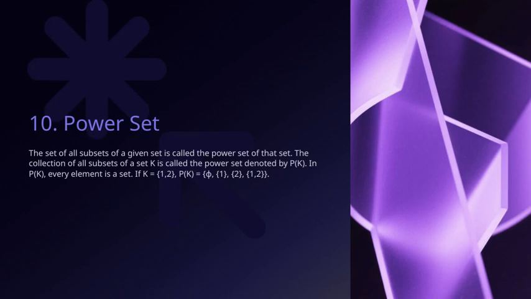Let's talk about the power set of a set. The set of all subsets of a given set is called the power set of that set. Now, when we refer to the power set of a set, we usually denote it by P of that set, so P(K) if our original set is K. An important thing to remember is that every element within the power set is itself a set. For example, if our set K is {1, 2}, then the power set P(K) includes the empty set, which we write as phi, the singleton sets {1} and {2}, and also the set containing both elements, which is {1, 2}.